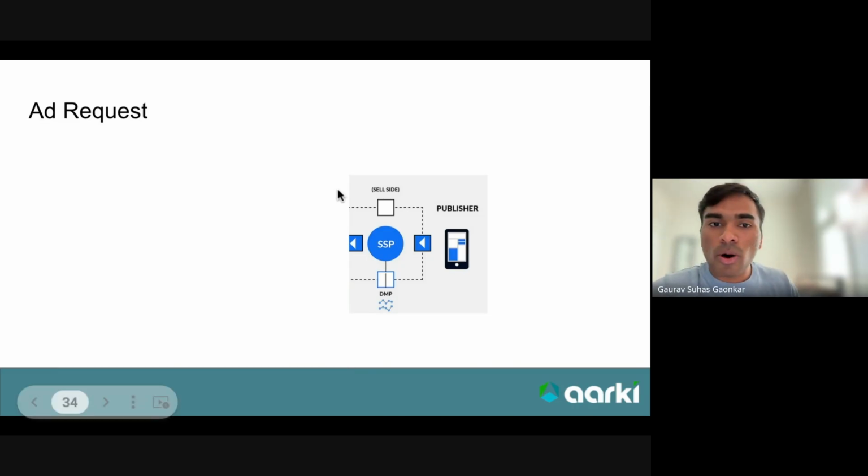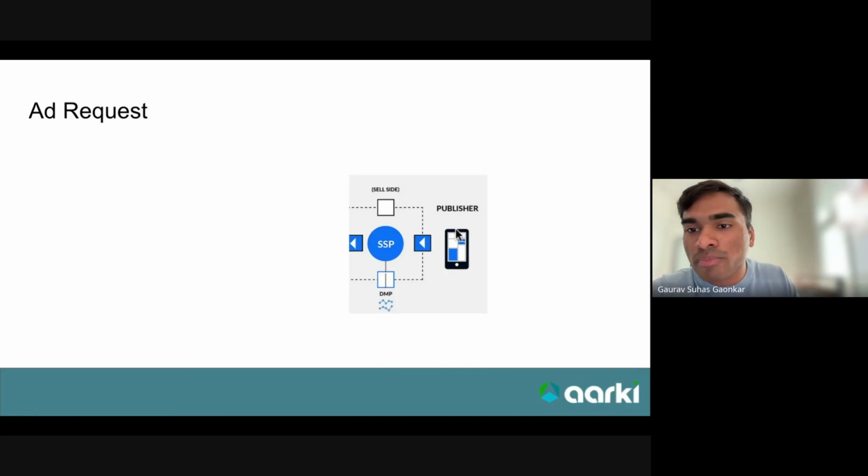So let's say you or me as a user, we went onto a particular app. That app will be called a publisher. If the app serves ads to you, then the app will send a request to the supply side platform that I have this user coming on my platform and I want to show it an ad.